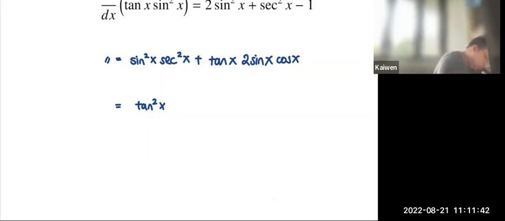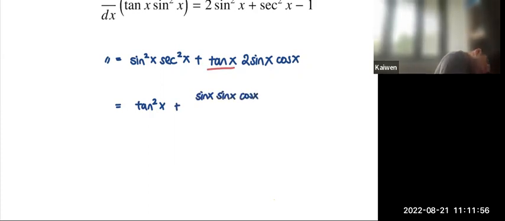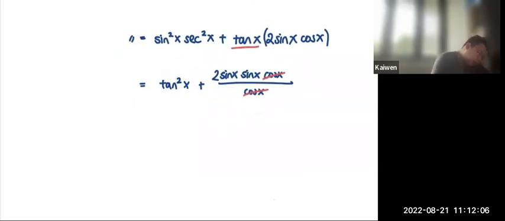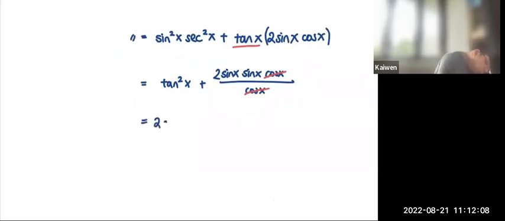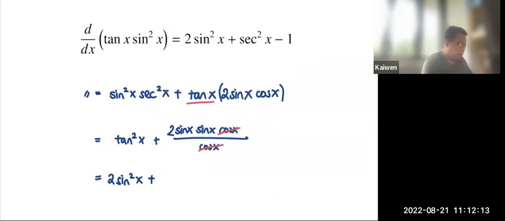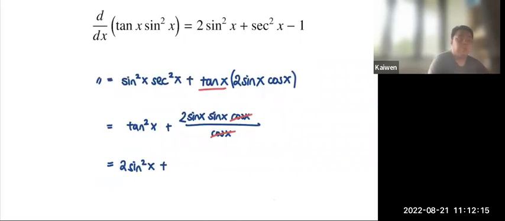Next, this one is a little bit tougher. Some people cannot spot this. So tangent x, a tip is to change the tangent x into sine and cosine. So this is sine x over cosine x, and there's a 2 in here. So, ta-da, cancel. We are just mathematically accurate. So we'll get 2 sine squared x, and this is what we have in front. The tangent squared x, we know the formula, right? It is secant squared x minus 1. And we're done.